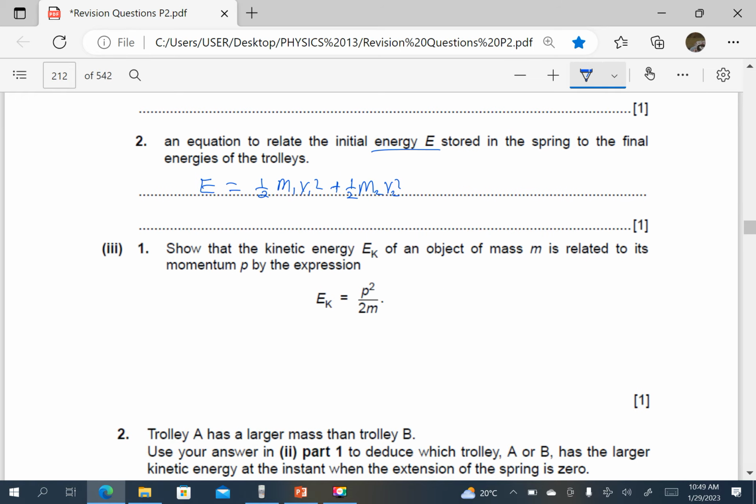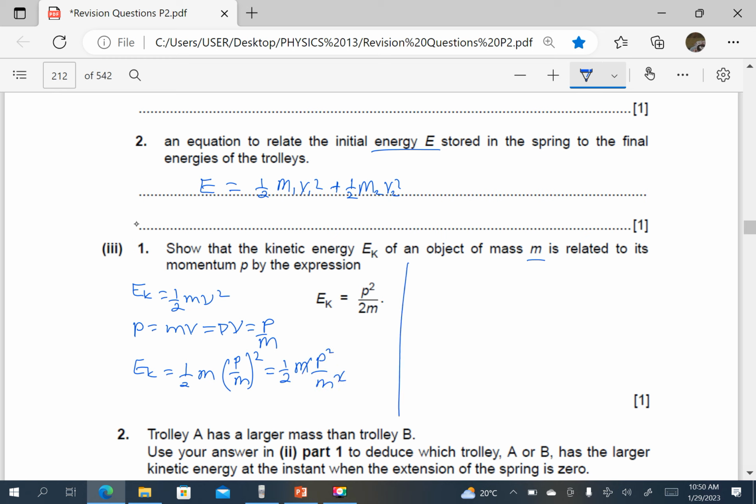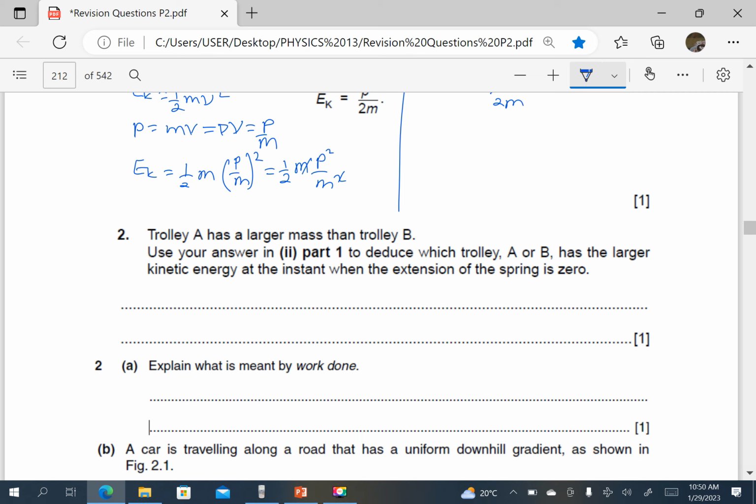Show that the kinetic energy Ek of an object of mass M is related to its momentum by that expression. So kinetic energy is equal to a half mv squared. We know momentum is mass times velocity. So I make V the subject, which implies that V is equal to momentum divided by the mass. I substitute for V. So kinetic energy is equal to a half M, where there is V, I put P over M, but this is squared. When I simplify this, I have a half M P squared divided by M squared. So one M cancels. Therefore, Ek is equal to P squared divided by 2M. Trolley A has a larger mass than trolley B.